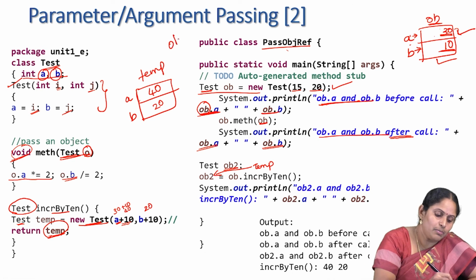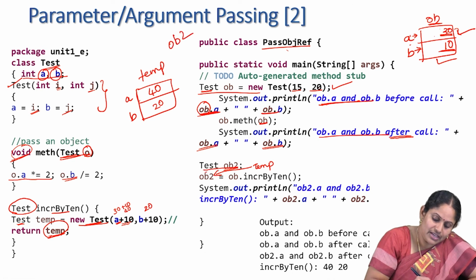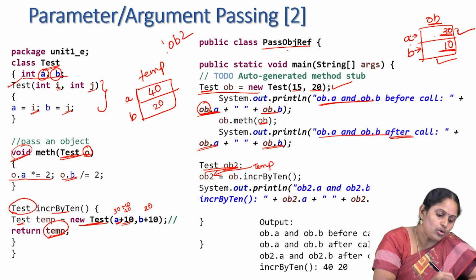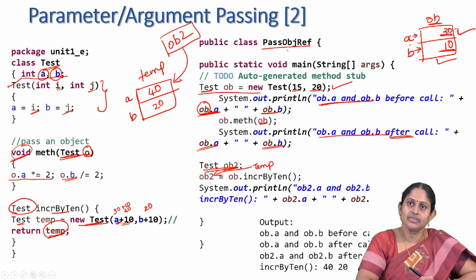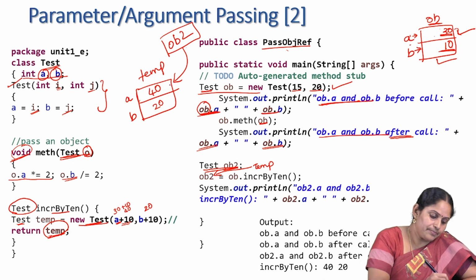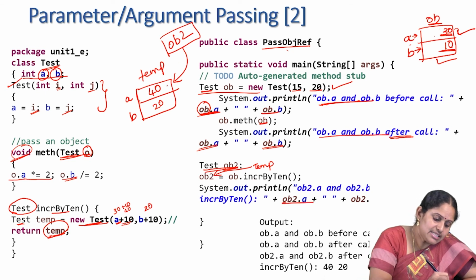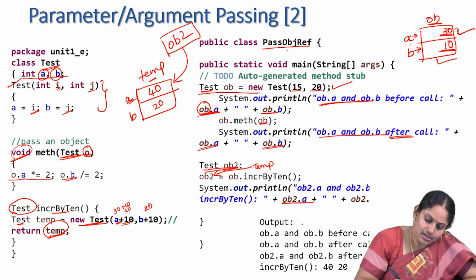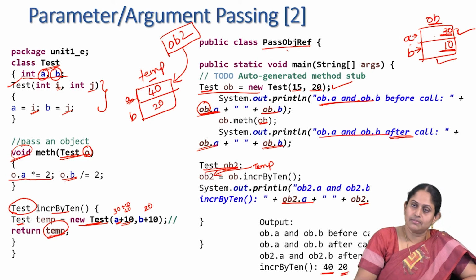So we have an OB2 reference created. Here we are creating a reference, and that reference is pointing to temp. So when we try to access OB2.A, it is in turn accessing this object's A part, that's temp's A part. So OB2.A will be 40 and OB2.B will be 20.